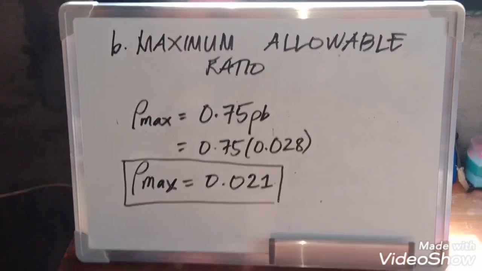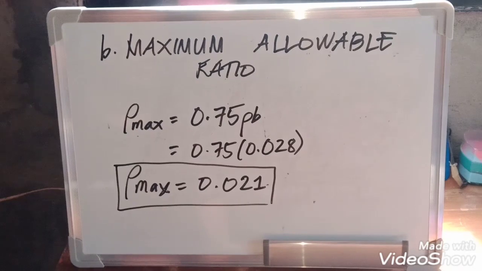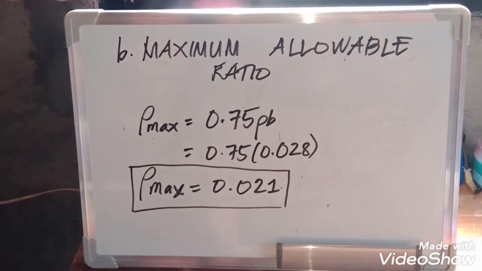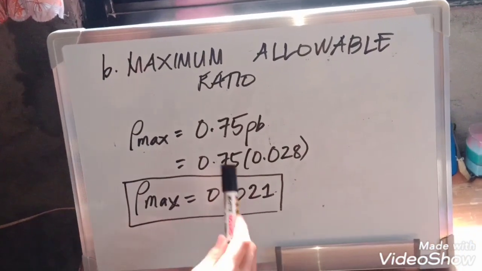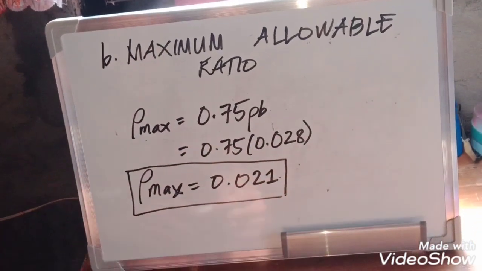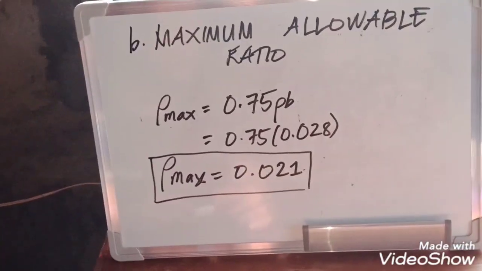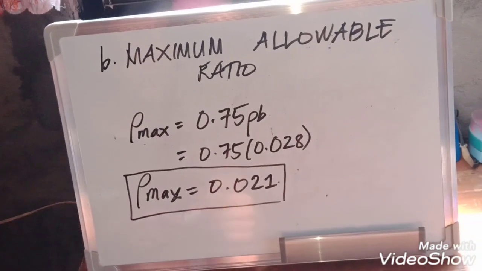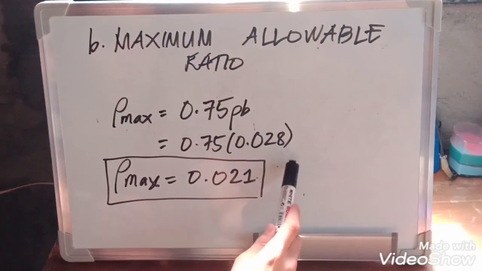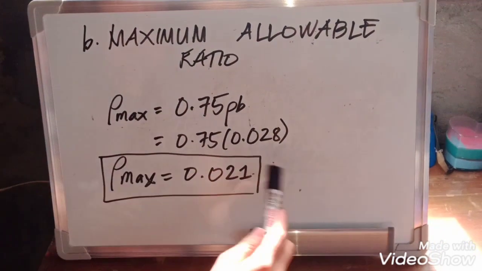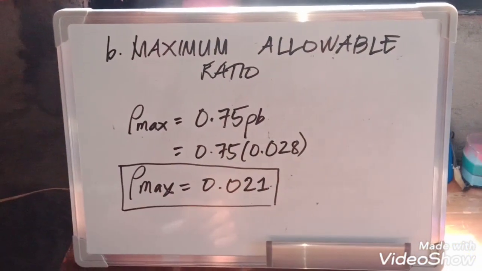So, the next thing that we have to find, our B, is the maximum allowable ratio. We have this formula: P max is equal to 0.75 times PB. Since in our first problem, finding the balance reinforced ratio, we got a result of 0.028, substituting it to this formula, we get P max equal to 0.021.